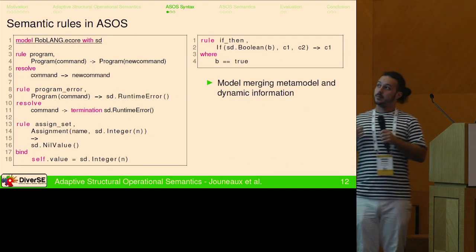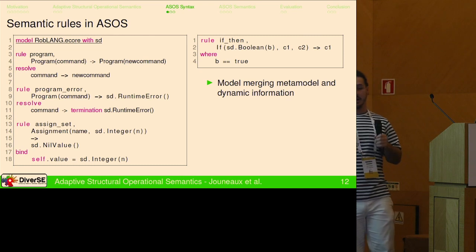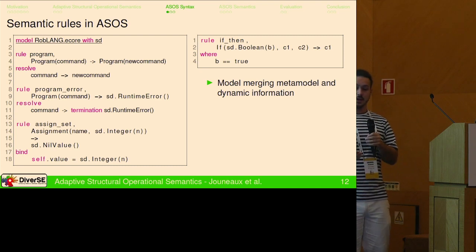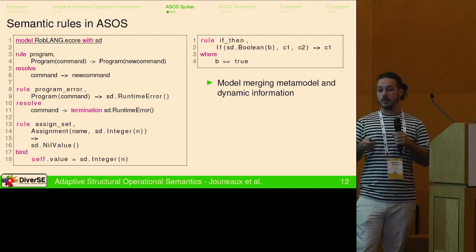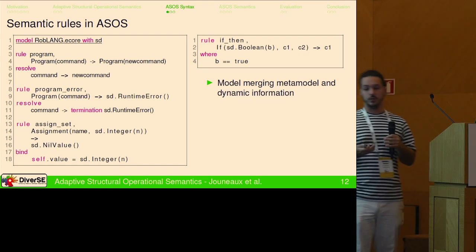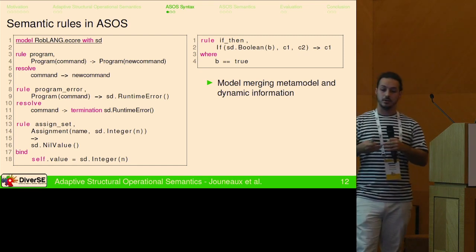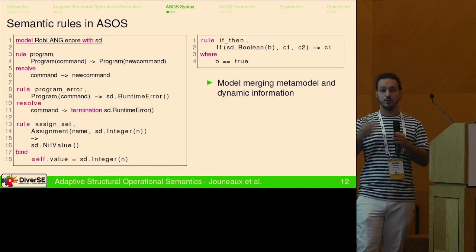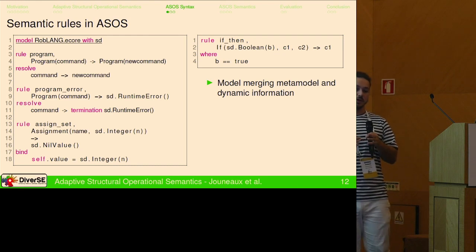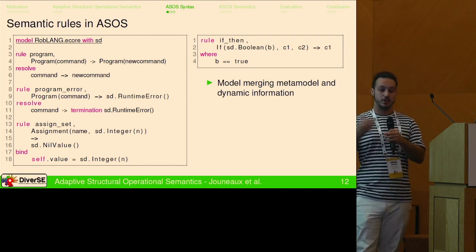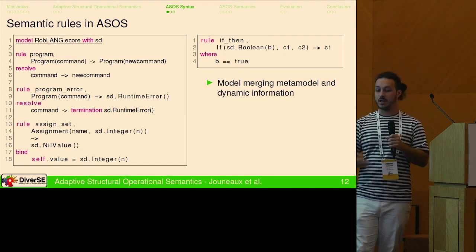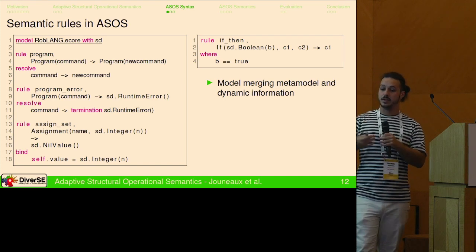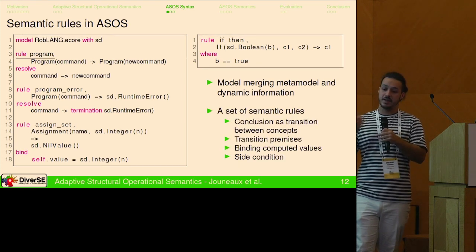So let's talk a bit about the code right now. This is an ASOS definition of some rules of semantics. The first instruction is basically the model, or where to import the abstract syntax. The idea is that our syntax is presented as a metamodel that we merge with another metamodel that represents the dynamic information, to have an execution metamodel on which we can operate. And in addition to that, this semantic definition is composed of a set of semantic rules.